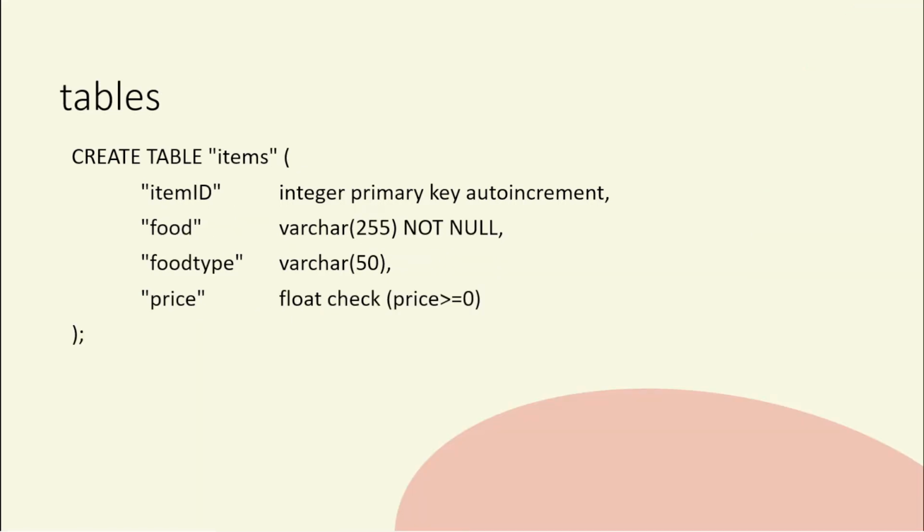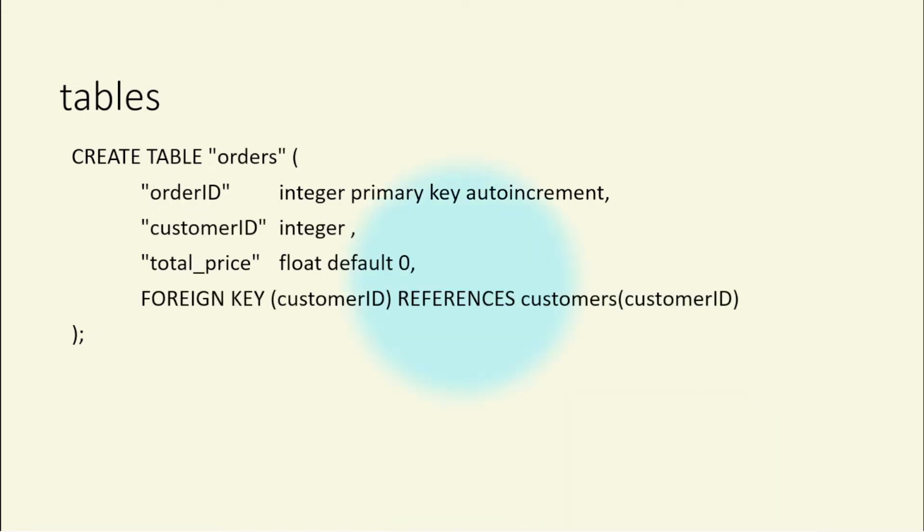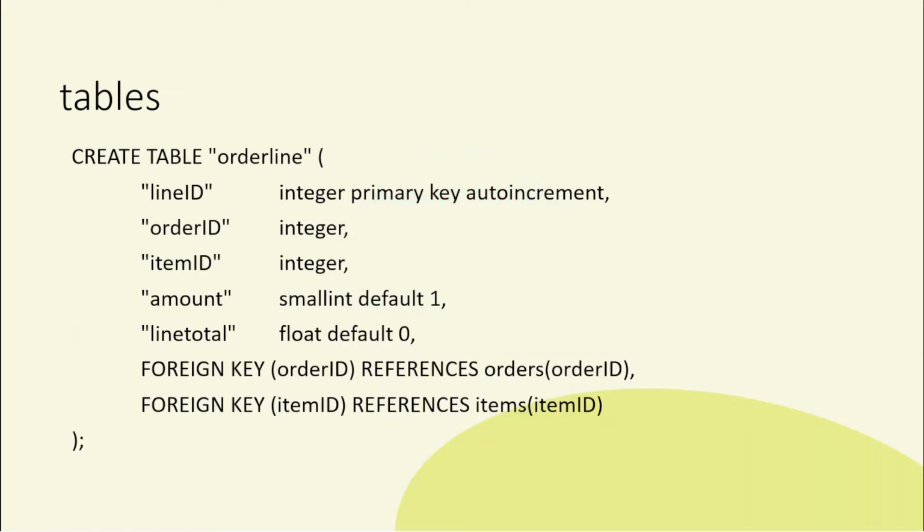So for our other tables, we have items. Here we've checked the price is greater than or equal to 0. Orders, again, auto increment on an integer primary key. Here we see our first foreign key: the customer ID from the customer table is referenced inside orders. And finally, order line, again we've got the foreign keys from orders, order ID, and from items, item ID.